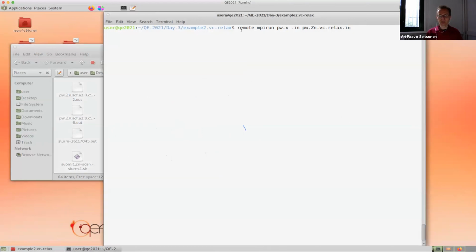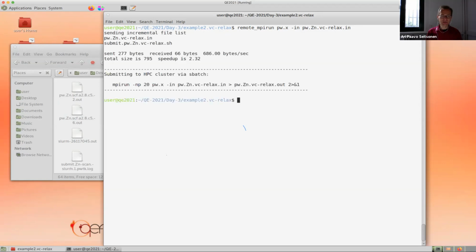So we can launch the remote MPI run for this other job also. So it was remote MPI run, then the executable, dash in and the input file, and you don't redirect the output. Otherwise, it's like you will be running interactively on a cluster. So the remote is just this complicated script which launches the job and does all these steps for you. So we try to launch that, and let's see if I'm lucky.